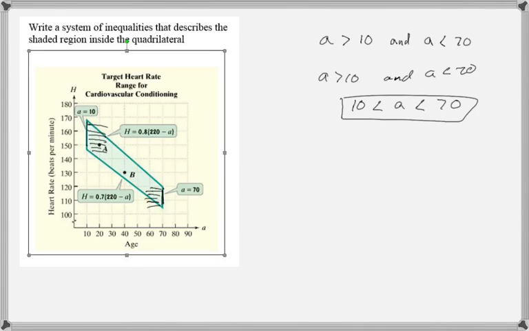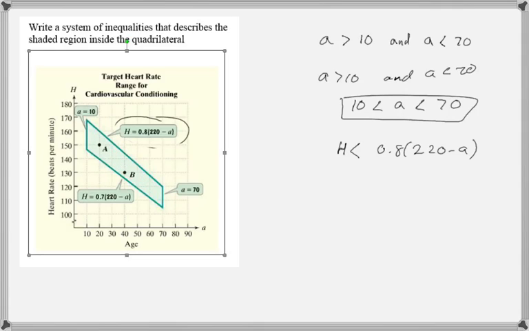If I do the same thing for the slanted sides of the quadrilateral, let's look at the top one first. I know that I need to shade underneath that line. And if I'm shading under the line that's set up as h equals, this means that my values of h must be less than whatever that line is, 0.8 times 220 minus A.